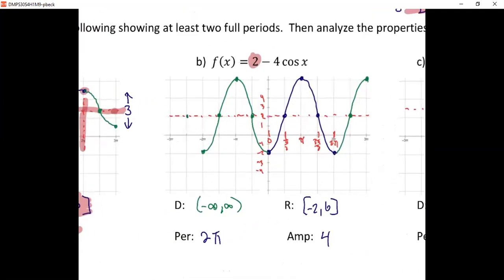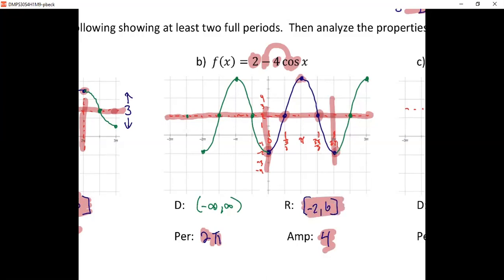So for part B, that 2 means that we are going to have a shift up 2. This 4 means our amplitude is 4, but most importantly, this is a negative cosine graph. As a negative cosine graph, again, the period is 2 pi. So we start from 0, we end at 2 pi. As a negative cosine graph, we go trough, 0, peak, 0, trough. And then we extend the graph on. So range is -2 to 6, which you could look at as 2 minus 4 to 2 plus 4.